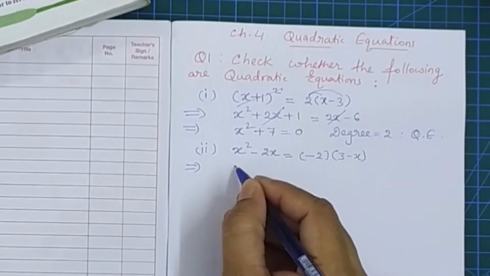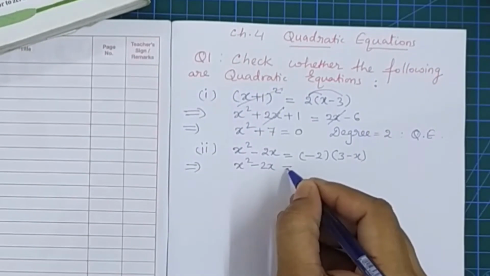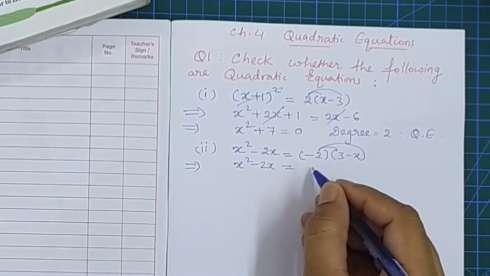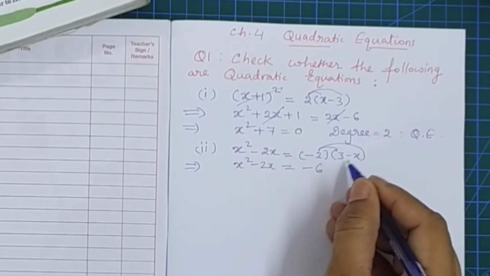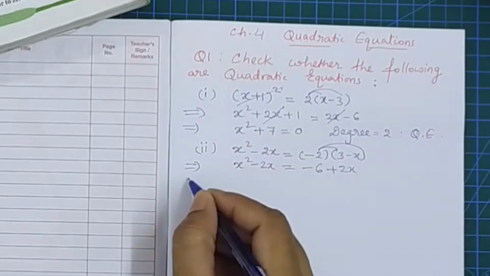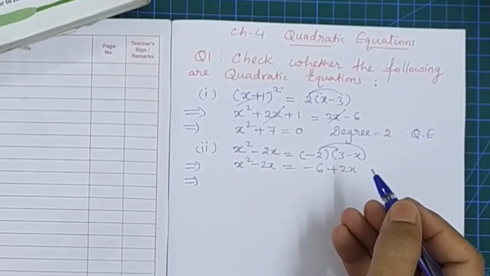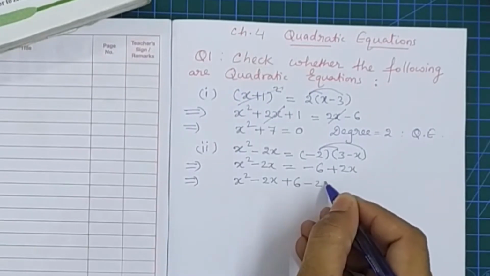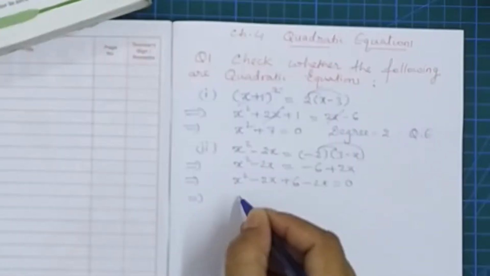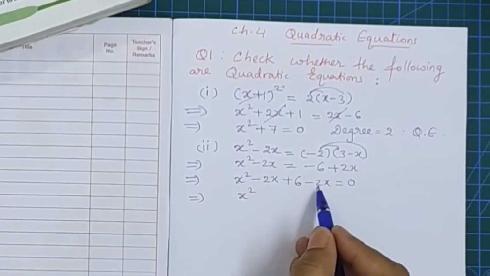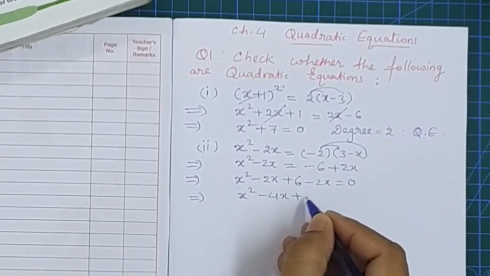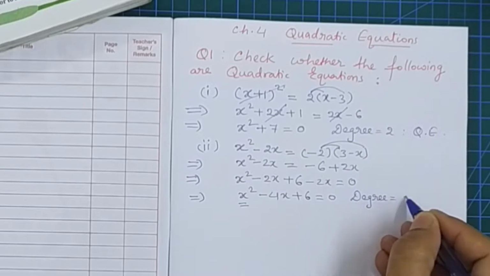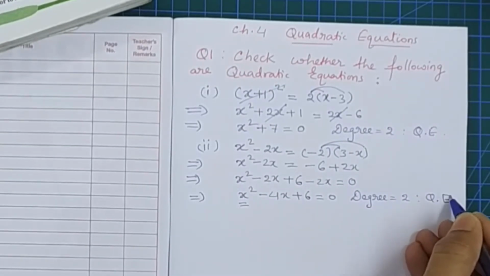Let's see how to work out the next one. The left side is already in simplified form. On the right side we have to distribute minus 2 over the bracket. Minus 6, minus of minus is a plus, 2 into x is 2x. And let us transpose everything to the left side. We will have x square minus 2x plus 6 minus 2x, on the other side 0. So here we get x square minus 2x minus 2x is minus 4x plus 6 equal to 0. So here also the degree of the expression is 2. It is a quadratic equation.